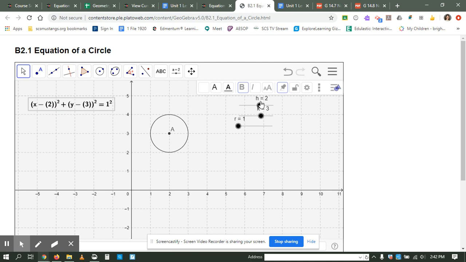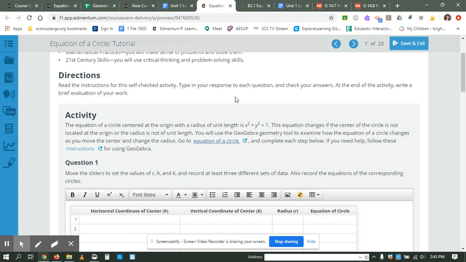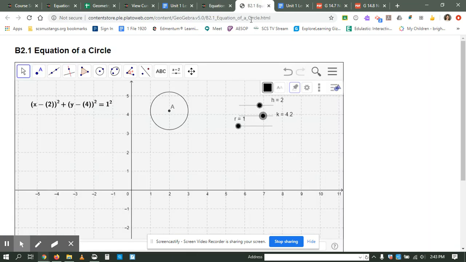Go ahead and take a chance to play with the sliders. Remember, H is going to be the X value of your center. And if these are hard for you to read, you can scooch them wherever makes it easier for you to read too. Remember, H is that X value of our center, K is the Y value, and R stands for the radius. So go ahead and take a chance just to slide those sliders around, play with them, see where things end up. And that's kind of all I want you to do with this activity, just to play, see where things end up.